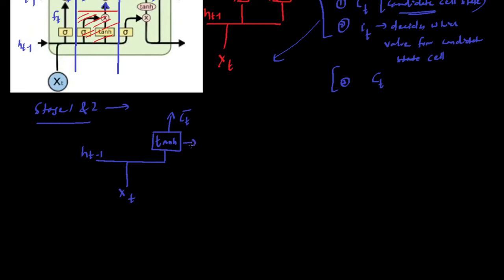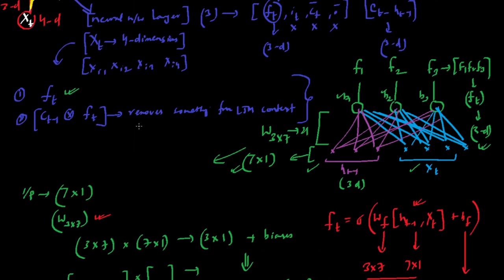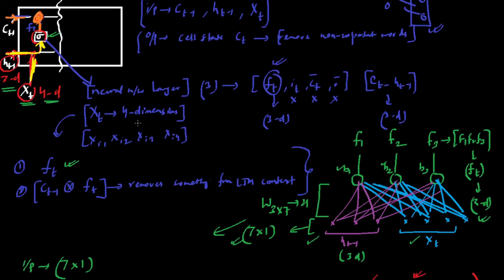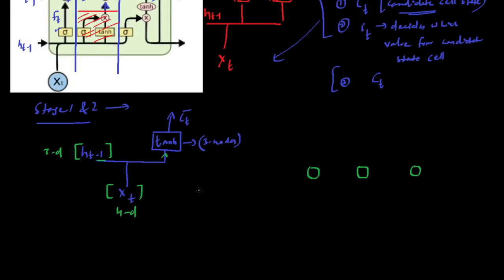Now, how many units do we have in tanh and sigmoid? They are just neural network layers, right? So tanh has 3 nodes. I'll draw those nodes: 1, 2, and 3. What is going inside tanh? It is the concatenation of this and this. This is 4-dimensional and this is 3-dimensional, if you remember. When we were talking about the forget gate, XT is 4-dimensional and HT minus 1 is 3-dimensional, right? So I'm going to take XT, which is 4-dimensional, and HT minus 1, which is 3-dimensional. This is my HT minus 1, 1, 2, and 3, and this is my X of T. I'll try to draw these lines.